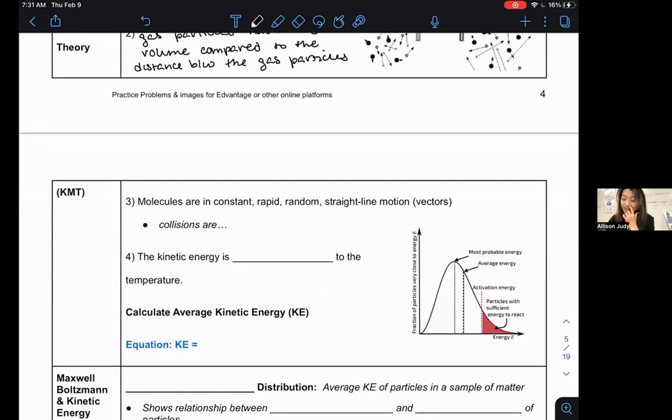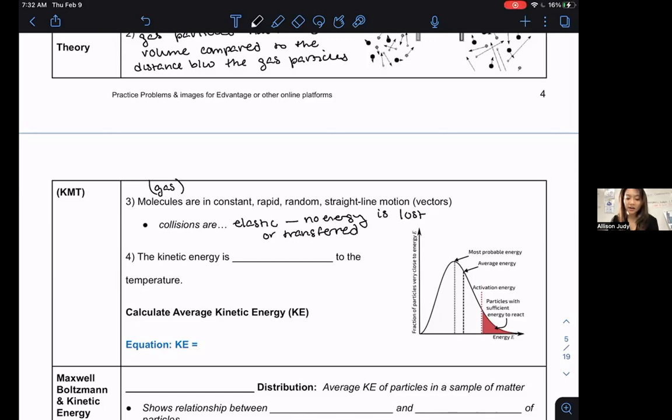And then third, we assume in this theory that molecules, specifically gas molecules, are in constant, rapid, random, straight line motion, i.e., they could be described through physics vector motion, and collisions, therefore, are elastic. So if and when there's a collision, no energy is lost or transferred. And of course, there's no IMFs when they do collide. There's no sticky nature to it.